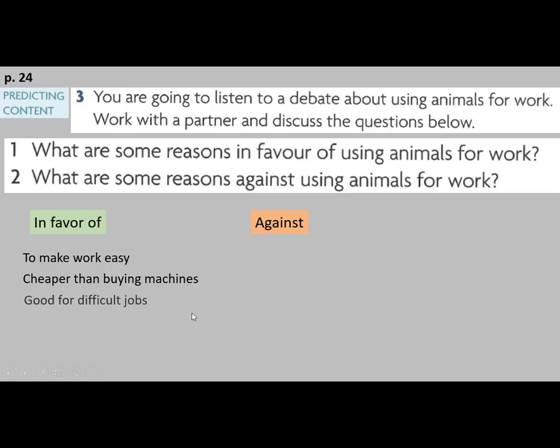Another reason is that it is good for difficult jobs. Using animals is good for difficult jobs. What kind of difficult jobs? For example, carrying things on mountains. A lot of people use donkeys to do this job because it's difficult for them. So they use animals to do it.